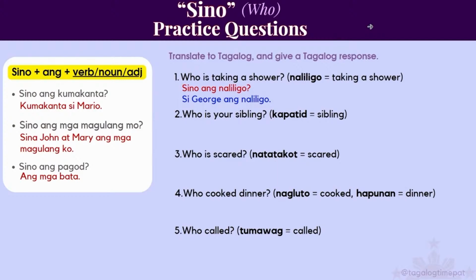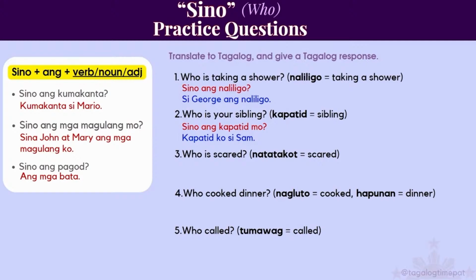Okay, welcome back. Let's do number 2. Who is your sibling? Sibling in Tagalog is kapatid. Sino ang kapatid mo? So kapatid is a noun. The response, kapatid ko si Sam. Or it could be si Sam ang kapatid ko.